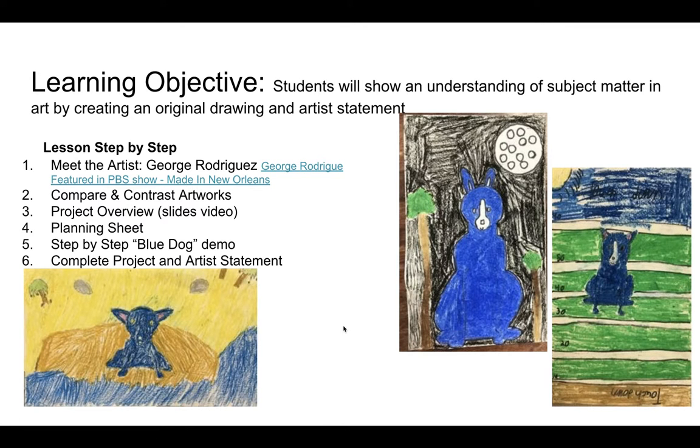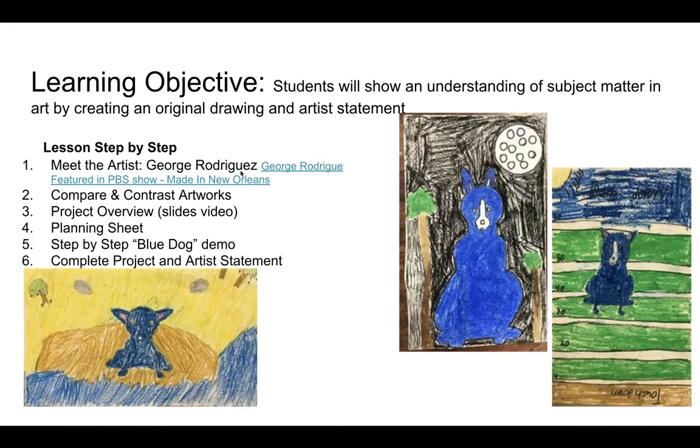The learning objective for this project is that students will show an understanding of subject matter in art by creating an original drawing and an artist statement. So you're going to make your own drawing, and you're also going to explain what's happening in that drawing in your artist statement. This is the step-by-step of what we're going to do in this lesson.